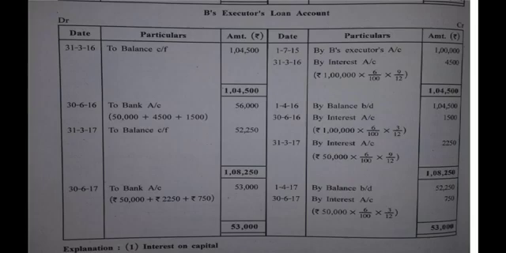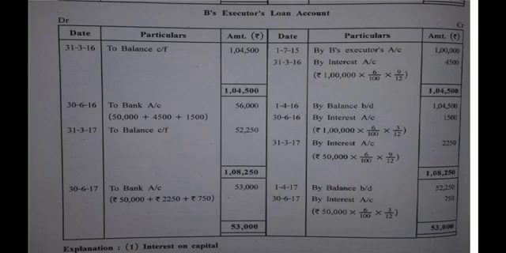Now 9 months is not a year. Yes? So we are going to calculate the amount of interest for 9 months so that we can close this particular accounting year. So 1 lakh into 6/100 into 9/12. 6% is the rate of interest and 9 is the number of months. So this way it is 4,500 to be paid to the executor at the end of the accounting year, that is 31/3/16.